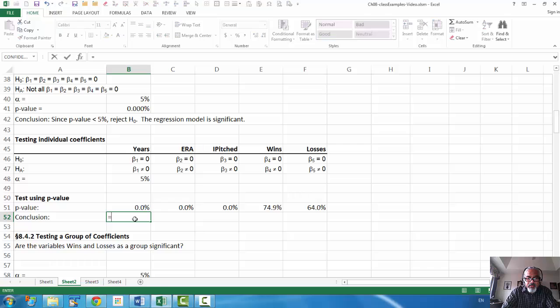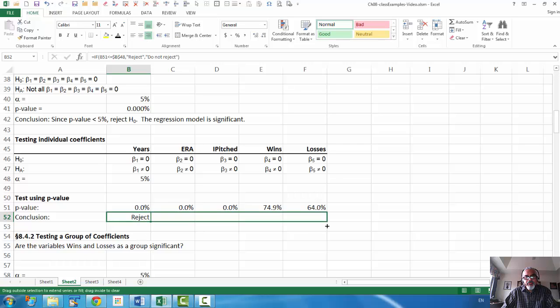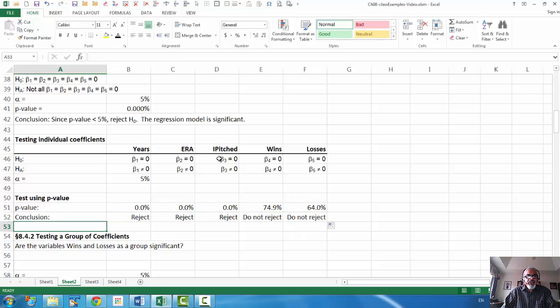and the conclusions are if the p-value is less than or equal to also will work. Okay, and this needs to be absolute referenced. You reject, otherwise do not reject. Okay, so now right align this, and then you see here that these three are significant, but these two are not.